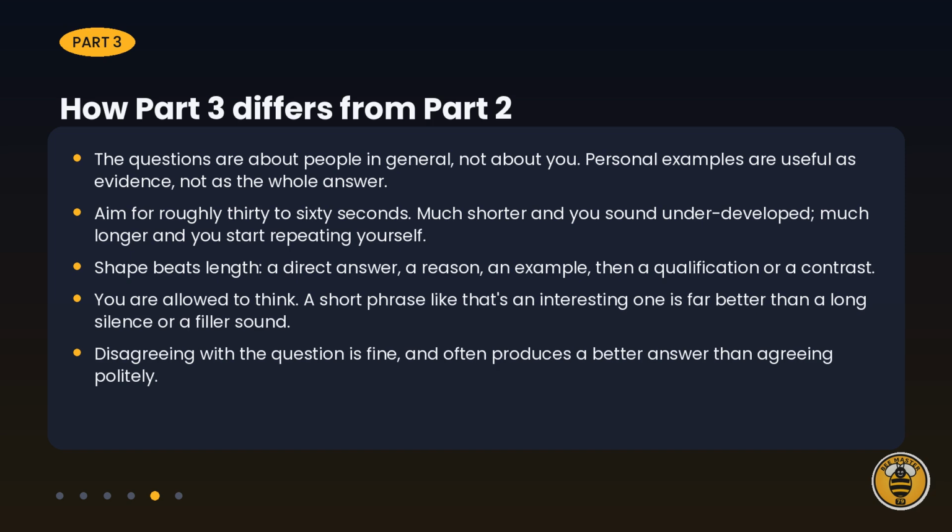Aim for 30 to 60 seconds. Shape beats length, a direct answer, a reason, an example, and then a qualification. And do disagree with the question when you want to. It usually produces a better answer than agreeing politely.